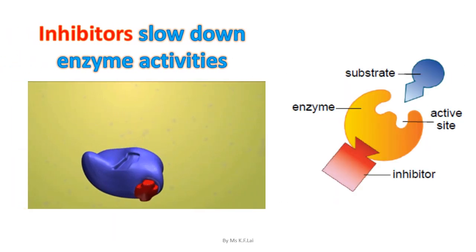Enzyme activities can be slowed down or even stopped by certain chemicals. Such chemicals are called inhibitors. This red object is an enzyme inhibitor. It changes the shape of the active site so that substrates cannot bind to it.